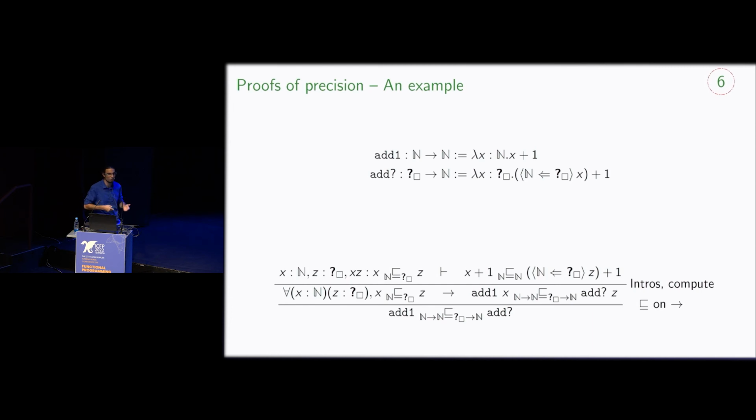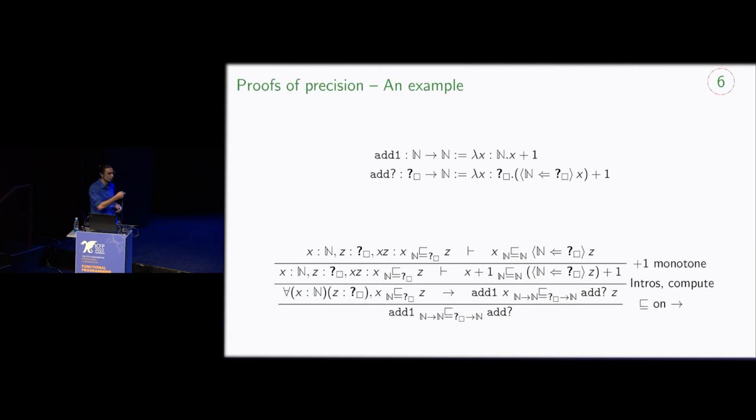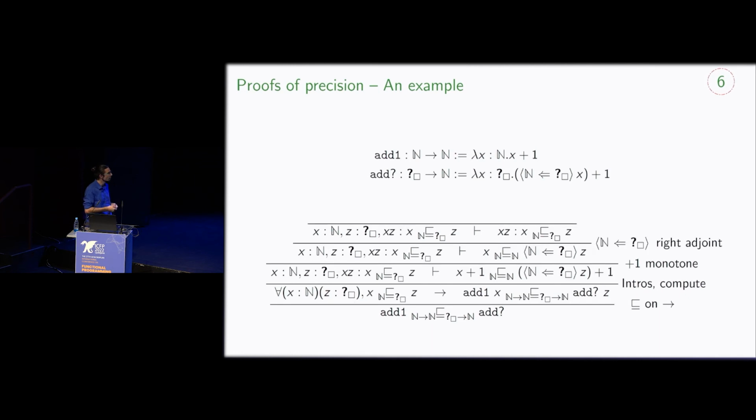And successor is actually monotonic. So we can actually just forget about it, and it's enough to show that x is more precise than the cast. Finally, to complete this proof, it's enough to know that whenever we have two types that are related by precision, the embedding projection properties will allow us to get that this cast is actually a right adjoint, so that we can use directly the proof that x is more precise than z at the type not more precise than unknown.